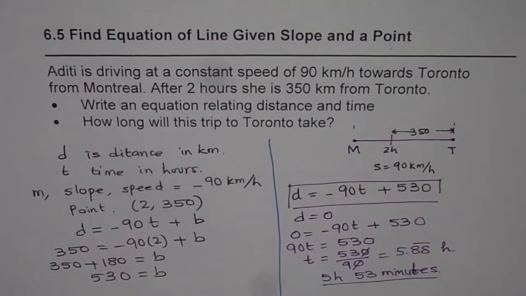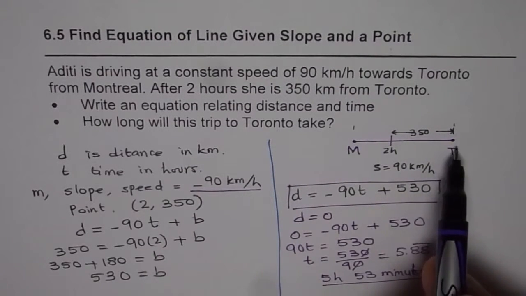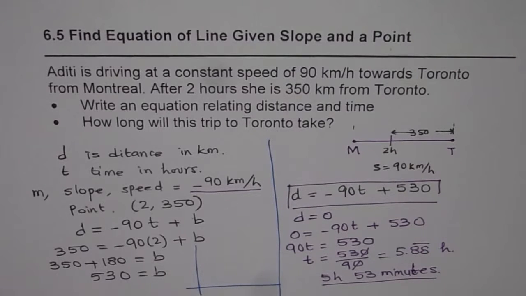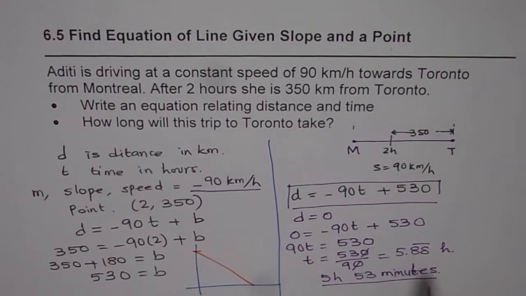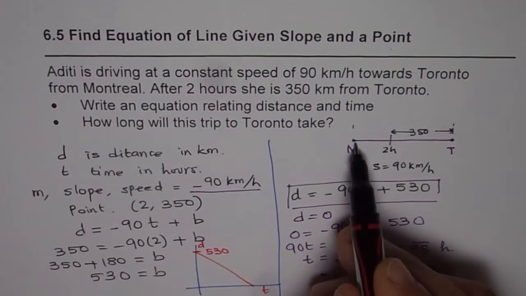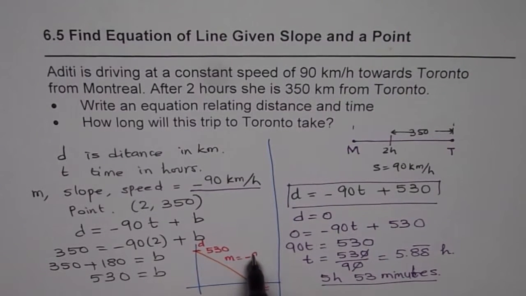I hope you find it interesting. And the critical thing to understand here is, since the distance is decreasing with time, we have to take the slope as negative. If you sketch this scenario, it should look something like this, where this is the starting point, which is 530 away. This is distance and this is time, and this d-intercept represents 530, the distance from Montreal to Toronto, and the slope of this line m is negative 90.